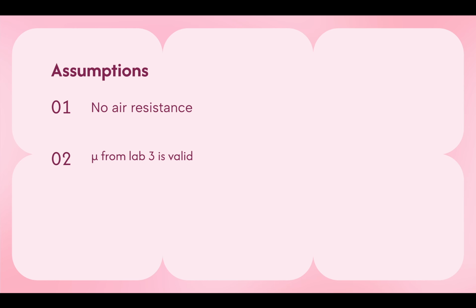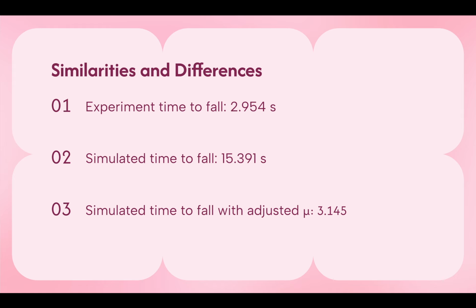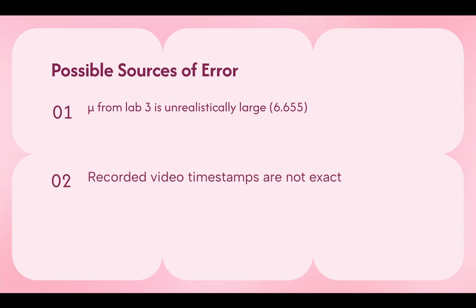Assumptions made were that there's no air resistance impeding the magnet's fall, and that the mu from Lab 3 is valid. As I said before, there was a 12-point-something second difference in the experimental versus simulated time to fall, but only about a 0.1 difference if we used mu equals 3. Possible sources of error, as I have said multiple times, is that mu is unrealistically large, but also that the recorded video timestamps are not exact.